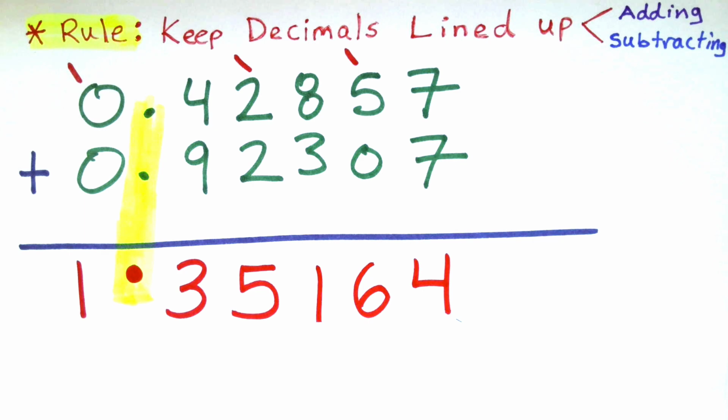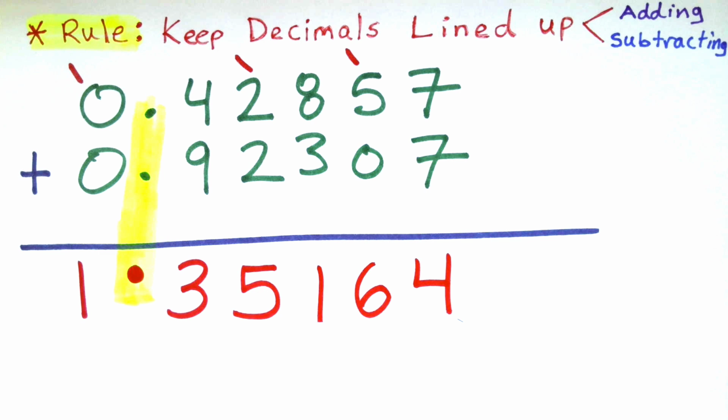So adding those two fractions, 3/7 plus 12/13, gives you a decimal value of 1.35164, right? Because 3/7 was 0.42857 and 12/13 was 0.92307. And this is the sum you get when you add those two decimal values together.